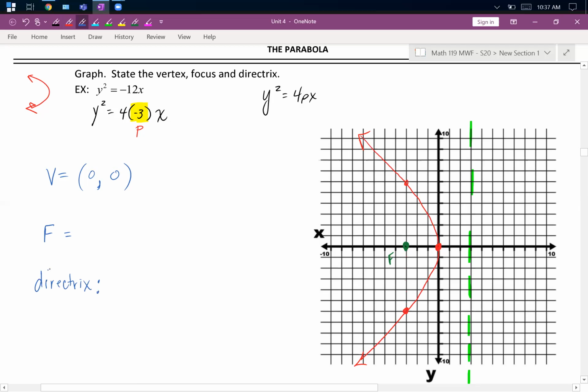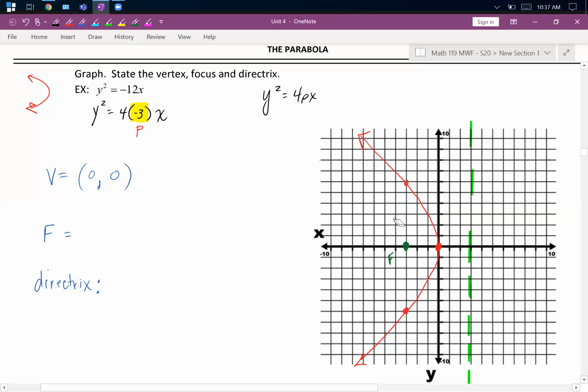Can you explain how you got 6 again, please? I take my p-value, which is -3, and just multiply it by 2, because the whole length of this latus rectum has to be 4p, so I'm just splitting it: 2 up and 2 down.